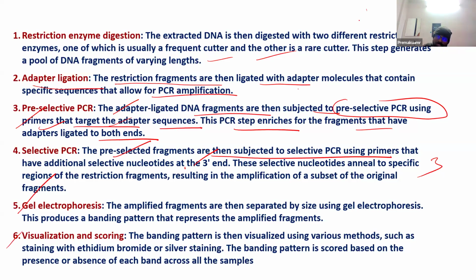It's just simple. First, treat with restriction enzyme. For those fragments having both sites of the different restriction enzymes, we ligate the adapter, then use this adapter as a complementary sequence for the primer. Then we amplify these fragments and look at the polymorphism. This is called AFLP. Any doubt? Are the doubts cleared or not?